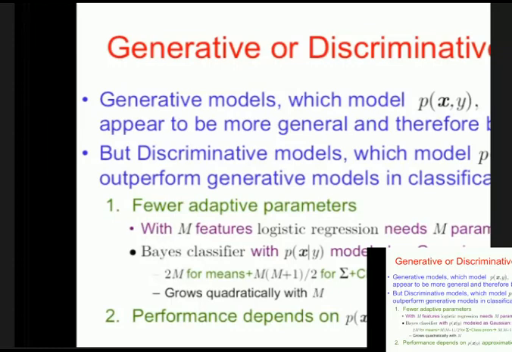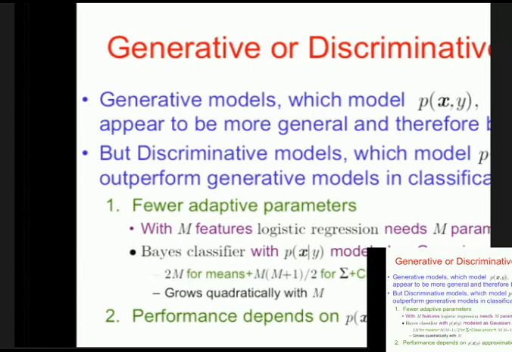On the other hand, if I had approached the problem in a generative way, let's say a Bayes classifier with P(X|Y) modeled as a Gaussian, then we need 2M parameters for the means, and we need parameters for the covariance matrix and for the class priors. These parameters grow quadratically with M. So in general, generative models, which are trying to model the two distributions and put them together as blocks to solve the problem, are dealing with too many things. The number of parameters you need to learn is larger, you need a larger data set, whereas the discriminative method can work with fewer.